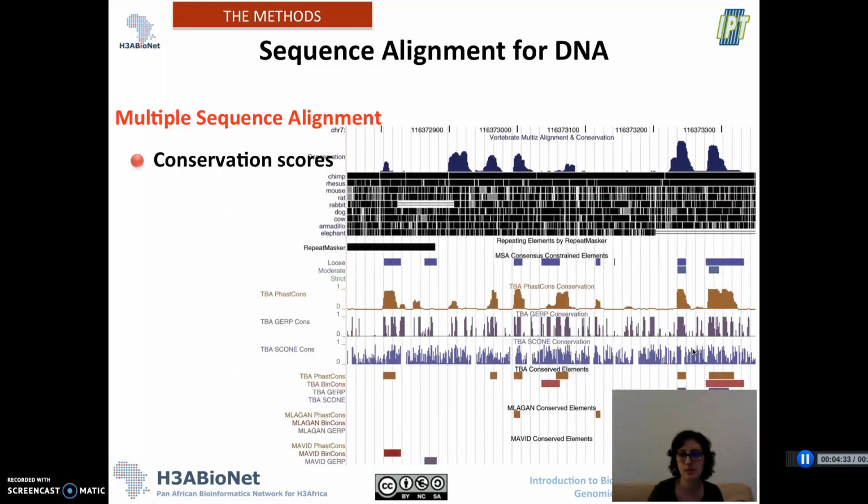So you have here an example output with the FastCons conservation score here and the GERP score here, for one particular sequence, which is the CFTR locus. So you have the reference if you want to go and have more details.